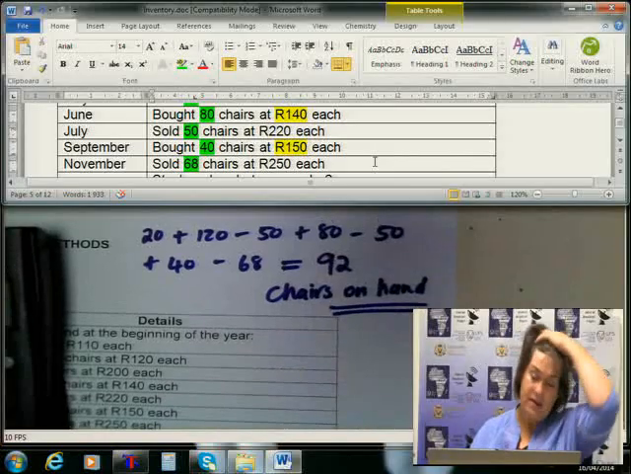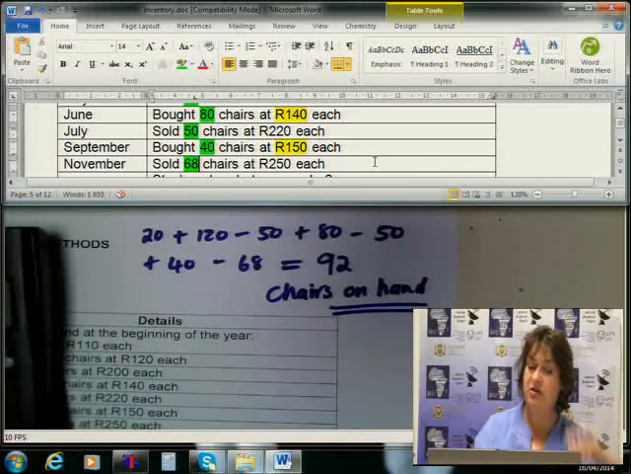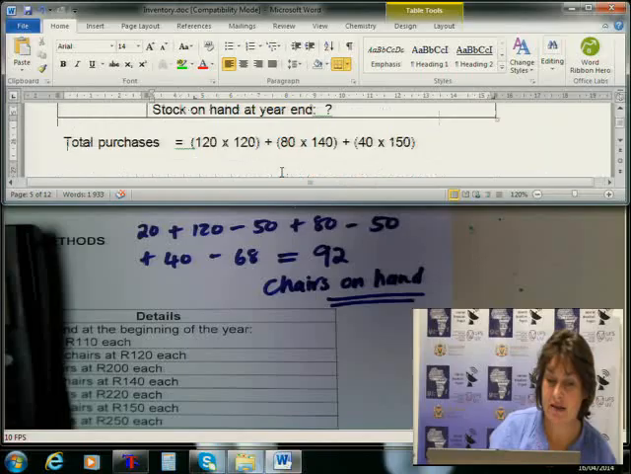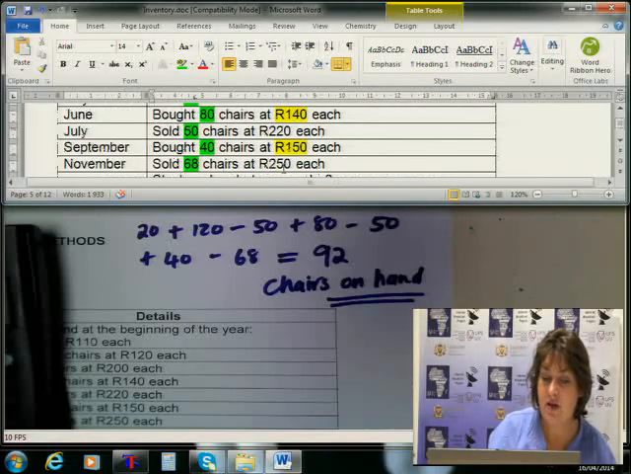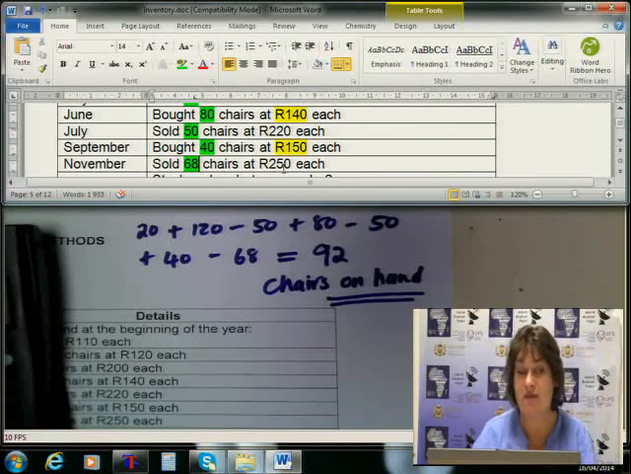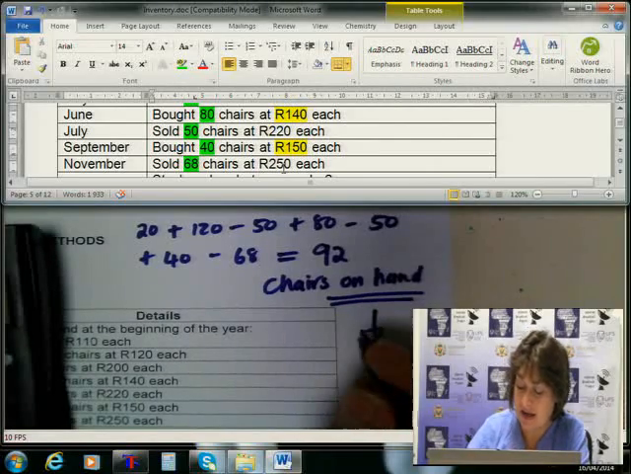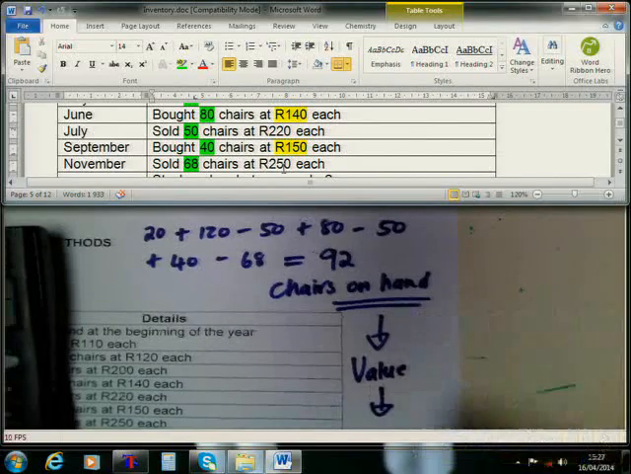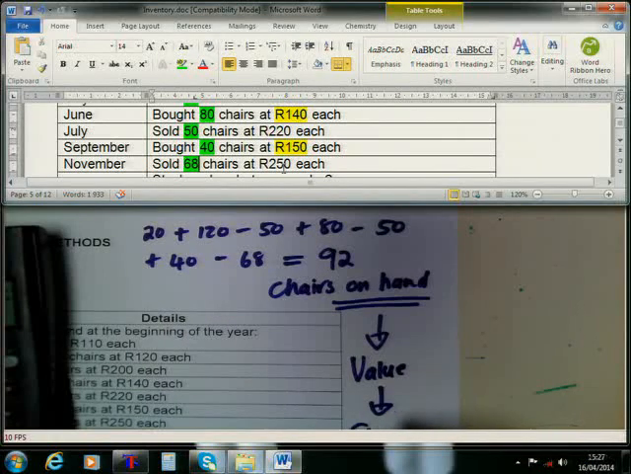This is the easy part. You see how many chairs we've got on hand. Now, they want us to calculate the value of the chairs that we've got on hand. Because if you take that 92 chairs and you calculate the value of that 92 chairs, then you've got closing stock.